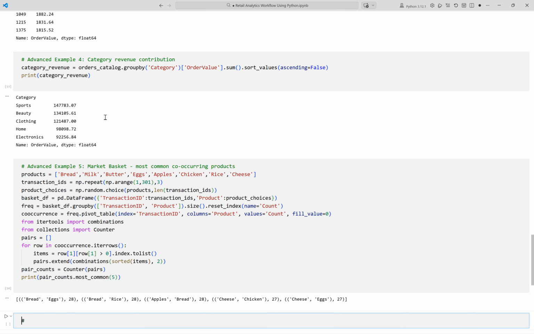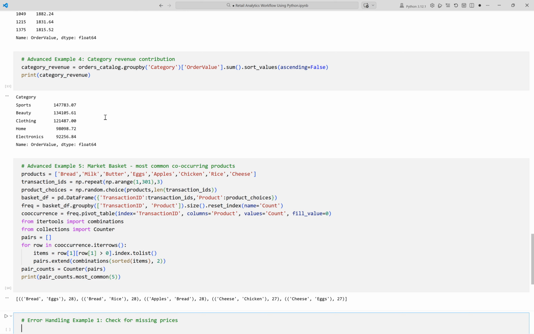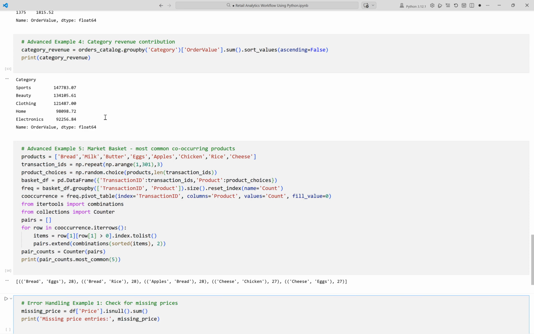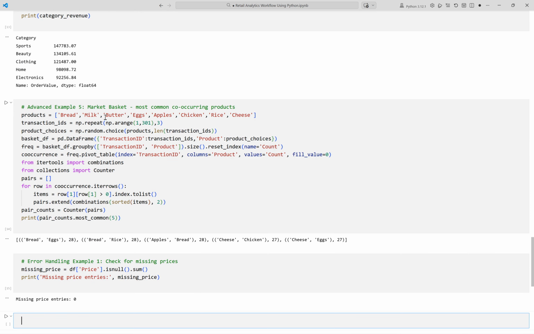Always check for missing price values, as they break revenue calculations. We count missing values in the price column. We print how many prices are missing. Running the cell now. This output shows that there are no missing values in the price column, which means the dataset is complete for this key sales metric.